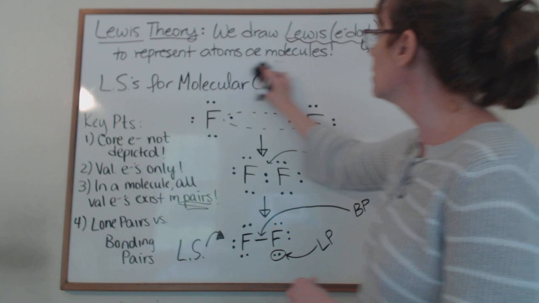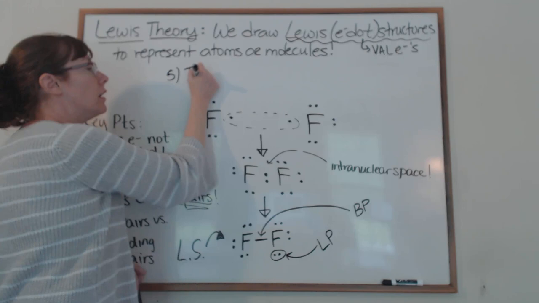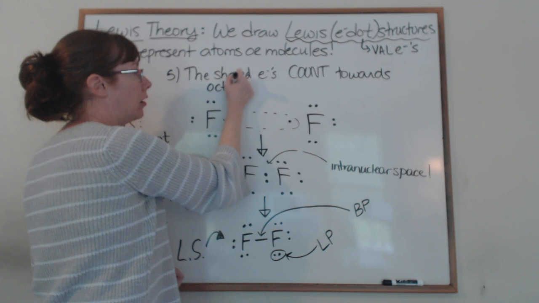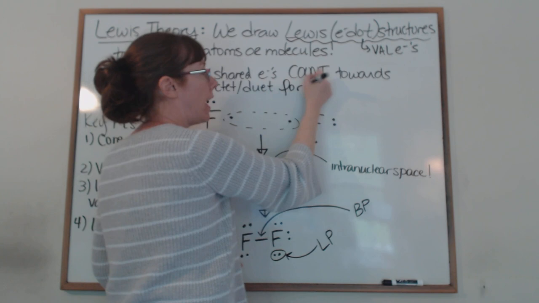Point number 5. The shared electrons count towards the octet or the duet, so we will look at hydrogen in just a little bit, for both atoms.